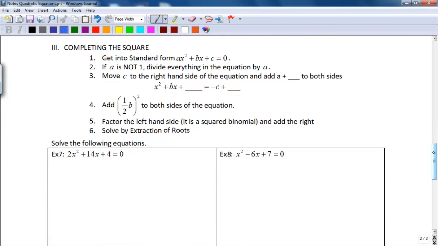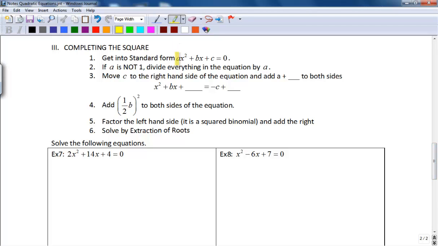The third way is completing the square. Now completing the square, remember when we did extraction of roots, I said you can only do it if you have 1x. Completing the square allows us to handle having more than 1x. So let's look at the steps for completing the square.